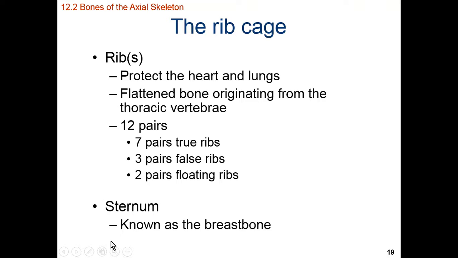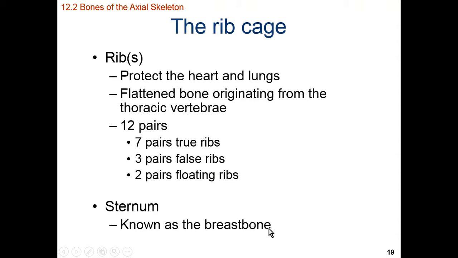And then in the center, or mid-sagittal plane, of the anterior of our thoracic cavity, we have the sternum, or breastbone, that the 7 true ribs attach to directly. So if the rib attaches to the sternum directly, it's going to be a true rib, and if they do not attach to the sternum directly, they are a false rib.